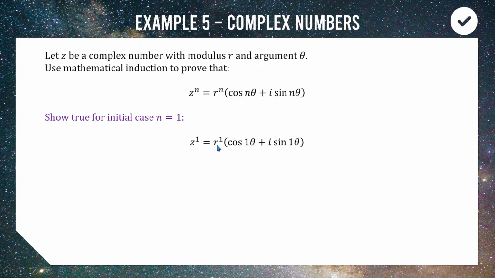Luckily on the right-hand side, r to the 1 is just r, and then we have just cos theta plus i sin theta. And z to the 1 is just z, and so this is clearly a complex number with modulus r and argument theta. So this must be true, therefore the initial case is holding true for n equals 1. Very exciting, I always love the first step. Almost as exciting as the second step where we rewrite the exact same thing with a different letter. This is fun, let's go.